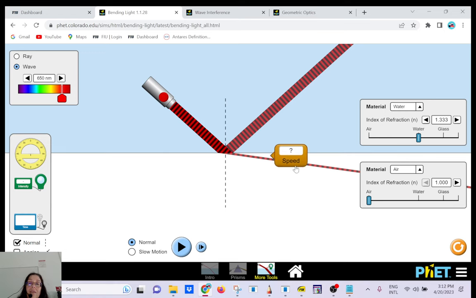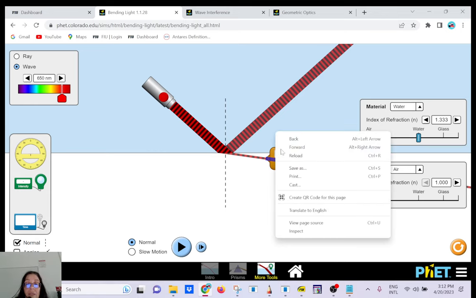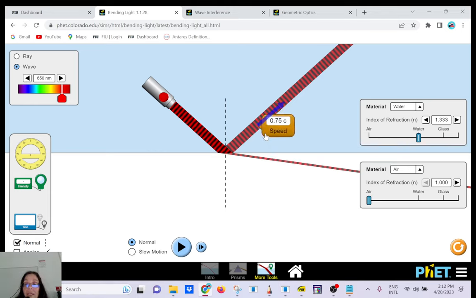Here in air, it's about 100% the speed of light. Inside there, it's going to be less. How much less? This is water, by the way. So it's going to be the speed of light divided by 1.33. So it means it will be 75% the speed of light in water. Yeah, it's going to change the speed.